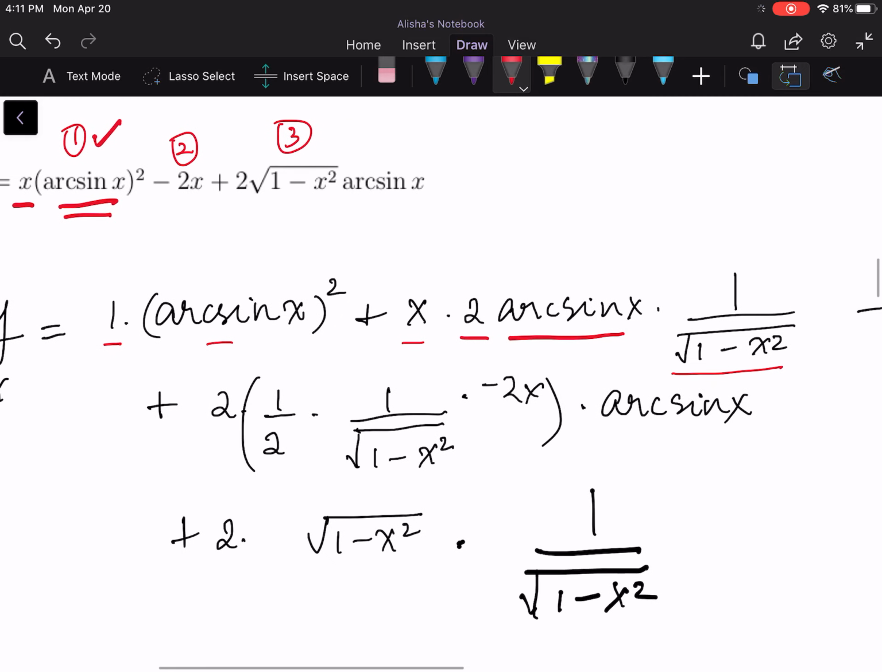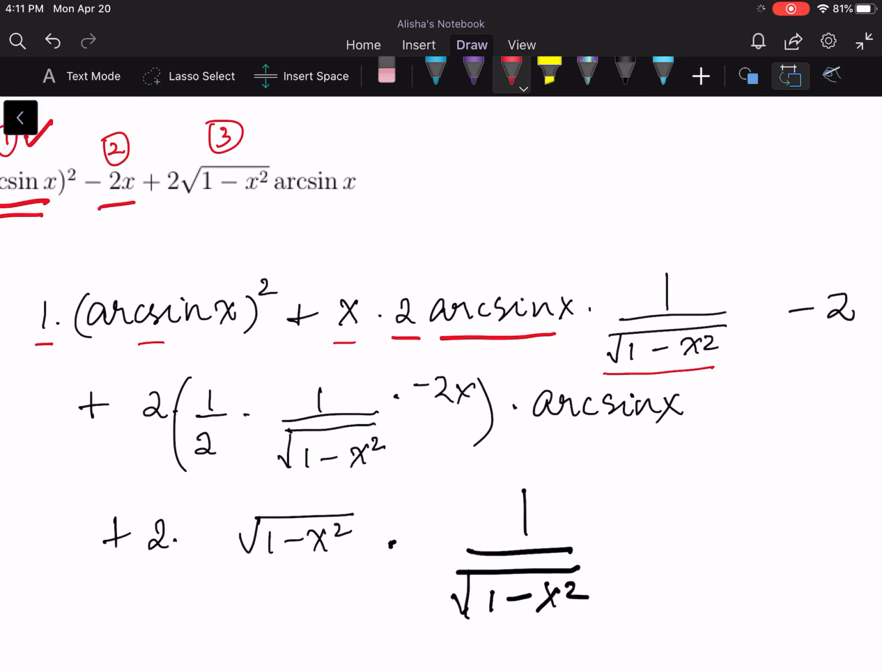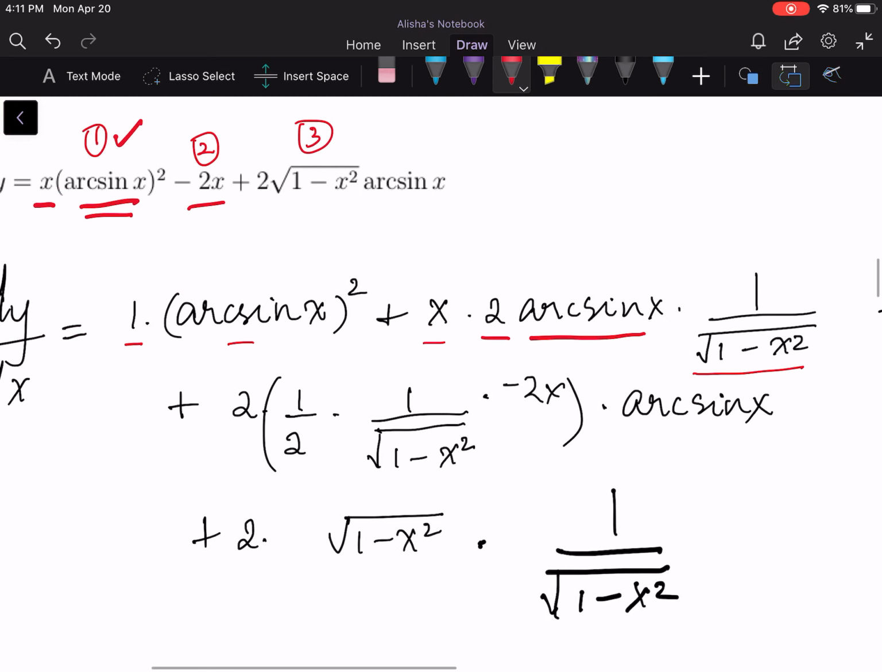The second term is nice and easy. That derivative is just minus 2. For the third term, again, we have a product of two terms. So product rule again. So the 2 just hangs out there, that constant 2. And then I take the derivative of the square root of 1 minus x squared.